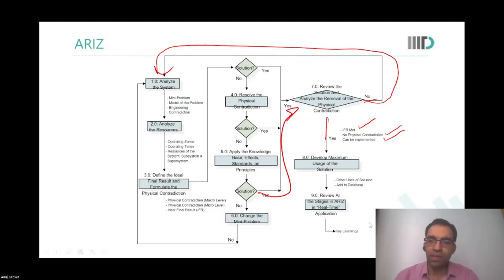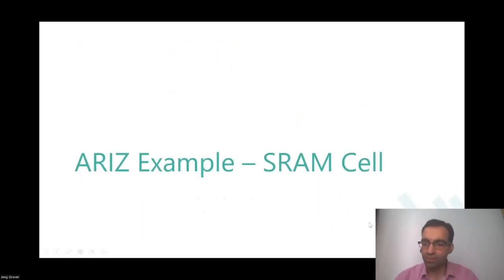Okay, so now let us look at an example. You remember I talked about the example of an SRAM cell where we wanted to improve the write operation without degrading the writability of the cell.